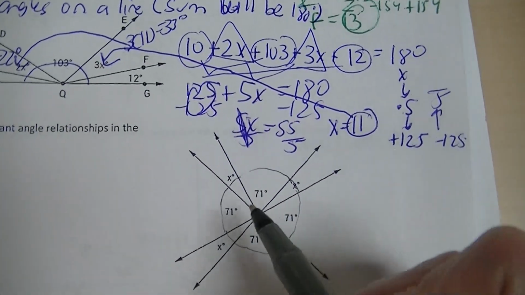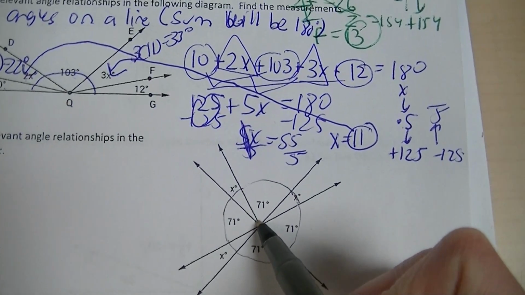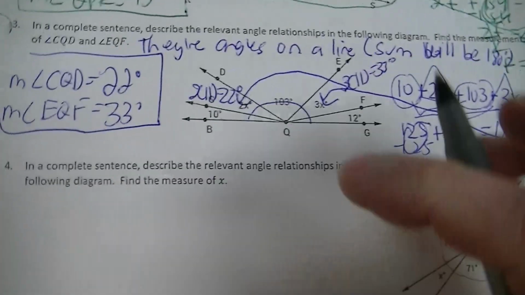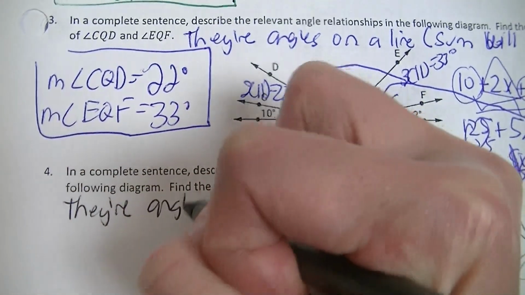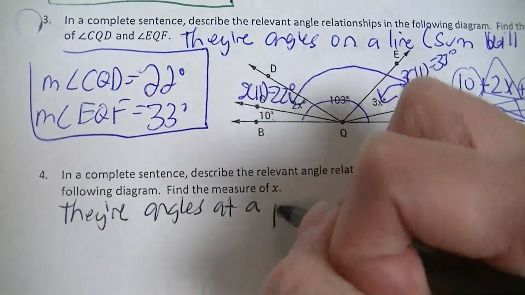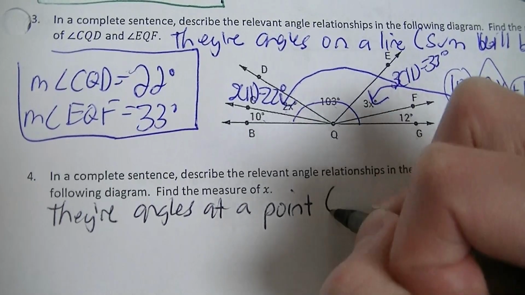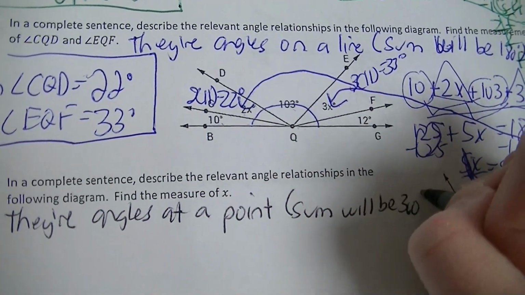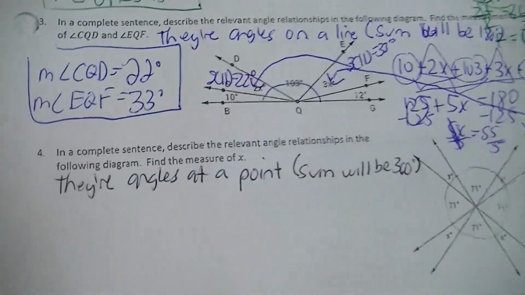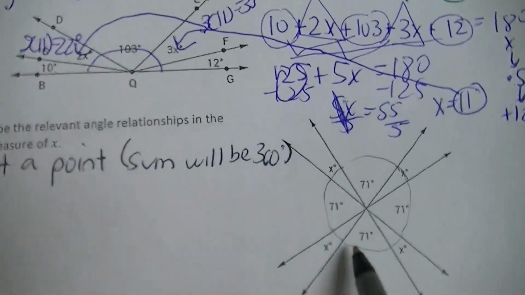That relationship is angles at a point. They will have a sum of 360 degrees. They're angles at a point, and their sum will be 360 degrees. That's something to keep in your back pocket to remember, okay? All right, we got to find the measure of angle x.